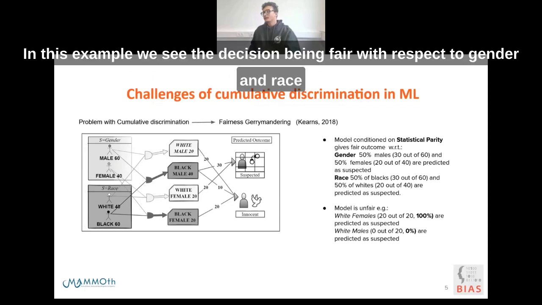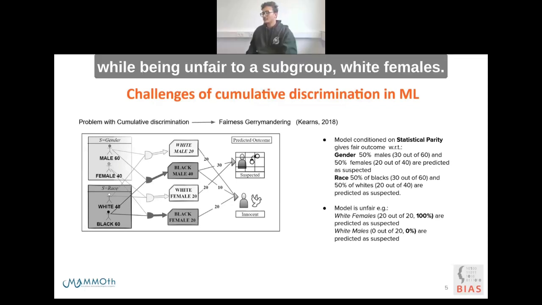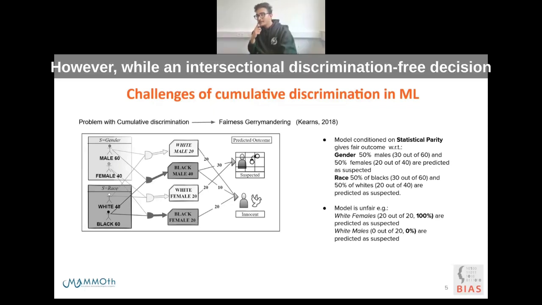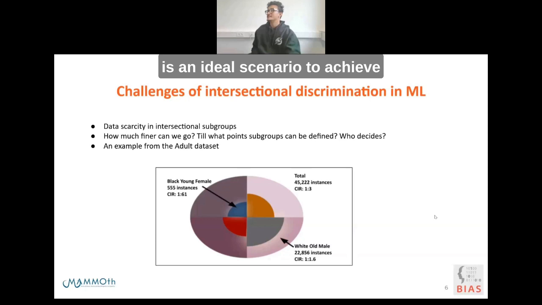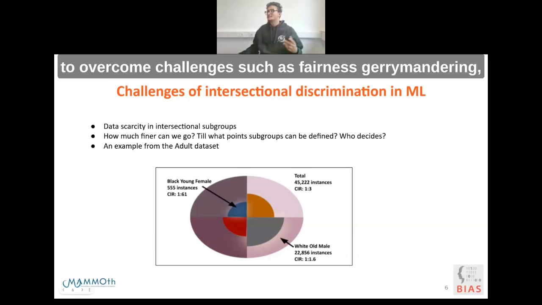Like in this example again, we see the decision being fair with respect to both gender and race, but being unfair with respect to some subgroup, white females. However, even though intersectional discrimination-free decision is an ideal scenario to achieve, to overcome all the challenges such as fairness gerrymandering itself.